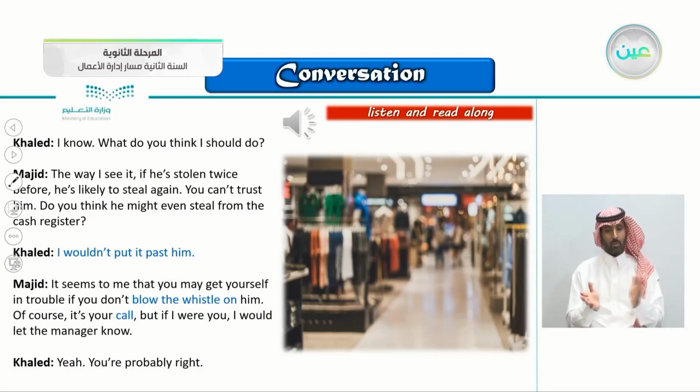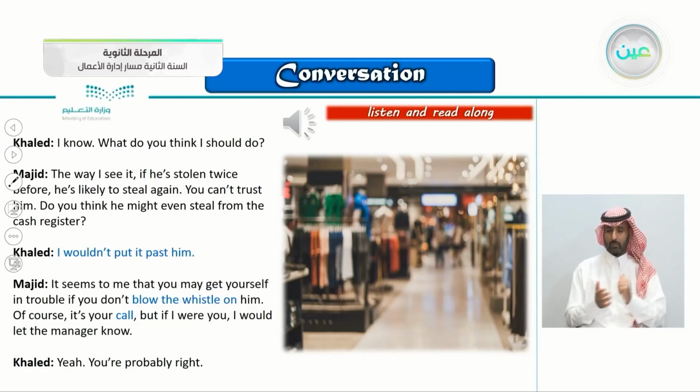So let's continue the article here. Khalid: I know. What do you think I should do? Majid: The way I see it, if he's stolen twice before, he's likely to steal again. Do you think he might even steal from the cash register? Khalid: I wouldn't put it past him. Majid: It seems to me that you may get yourself in trouble if you don't blow the whistle on him. Of course, it's your call. But if I were you, I would let the manager know. Khalid: Yeah, you're probably right.